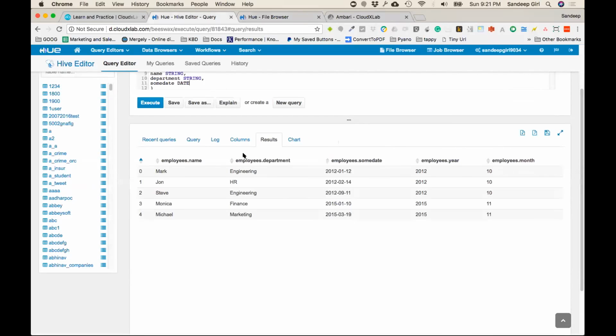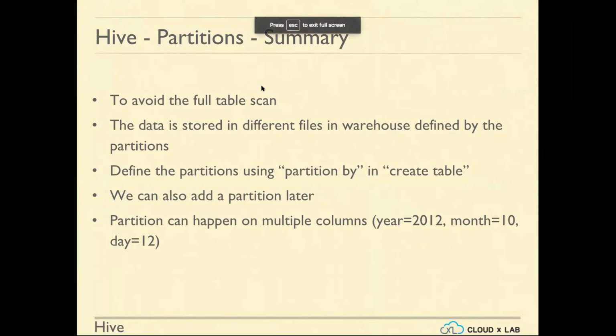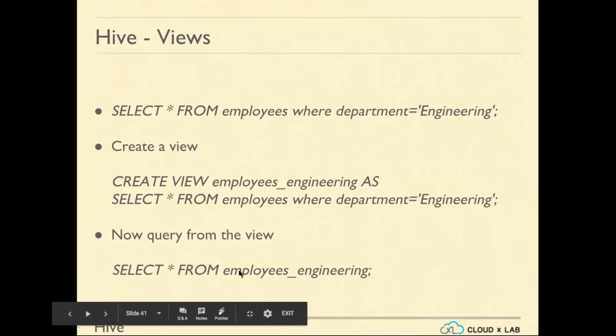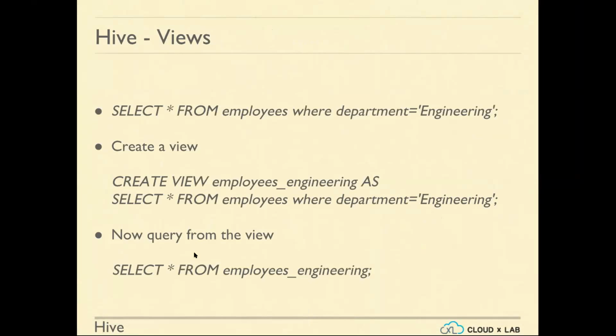Great, great. You must give it a try, and that should be good. Wonderful. Now, so partition can happen on multiple columns. That's what we just did in the lab. Okay, you must give it a try. Now, the next concept in Hive, which is very, very important, is views.